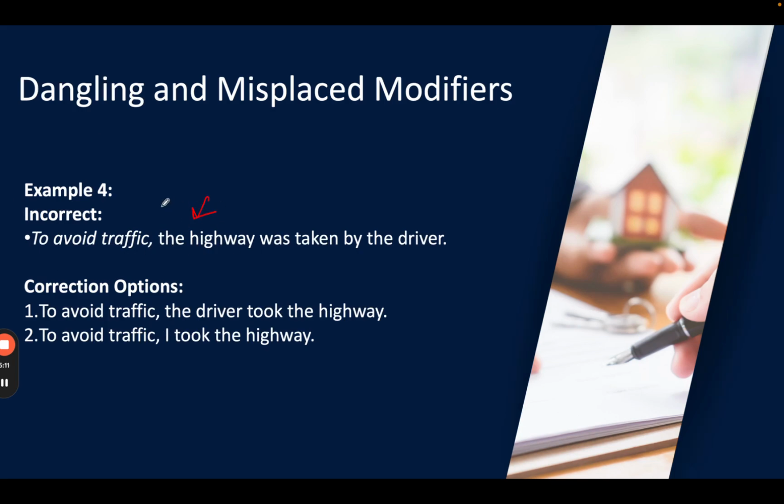Next sentence, to avoid traffic, comma, the highway. Can a highway avoid traffic? No. Somebody is driving, right? Somebody is driving and that person is avoiding the traffic. Which means, how can I correct this? To avoid traffic, comma, the driver took the highway. Now I know who is avoiding the traffic. Or I can say to avoid traffic, I took the highway. Right? Again, this also tells me that I was trying to avoid the traffic or the driver was trying to avoid the traffic. The subject is placed immediately after the comma.